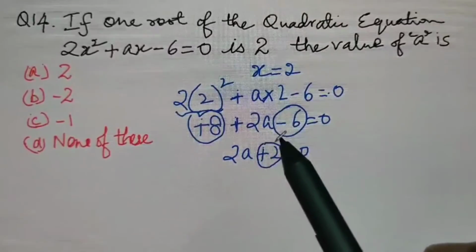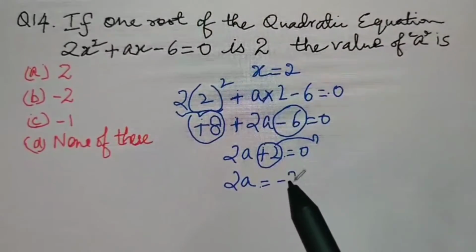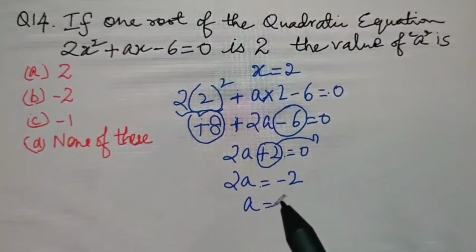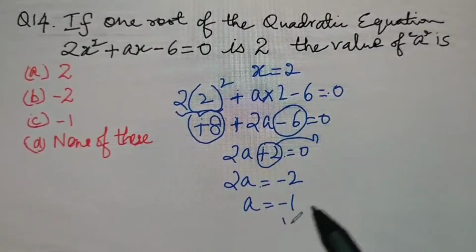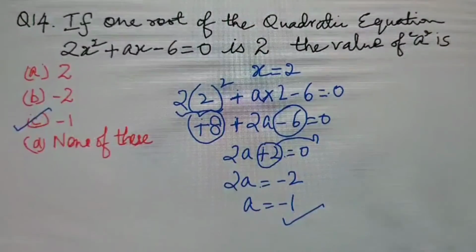Now I'm going to transpose this plus 2 towards the other side. I get 2a, which is equal to minus 2. So the value of a comes out to be minus 1. If I look into the options, option C is the right answer.